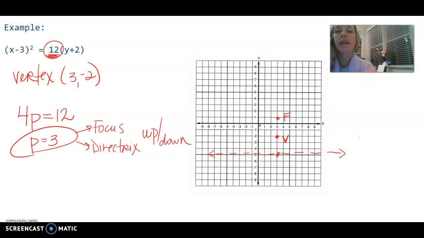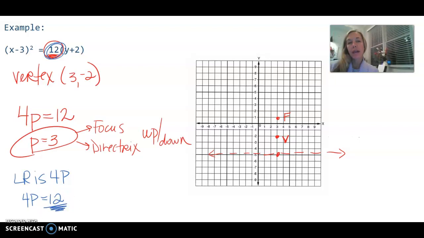Okay, and the next part that gets a little confusing is yes, this number is 4p, and that number right there tells us what the latus rectum is. So the latus rectum is 4p. You have to divide to get regular p, but we are going to use that number as a whole. So in this problem, 4p equals 12. All right. So that tells me how wide the parabola is.